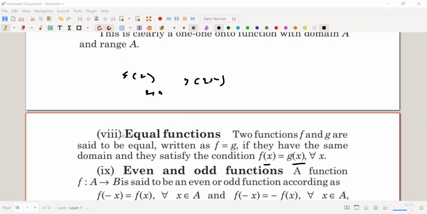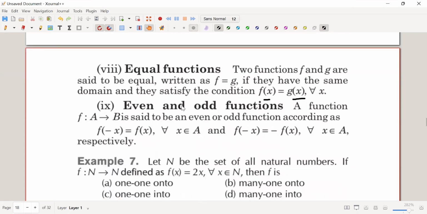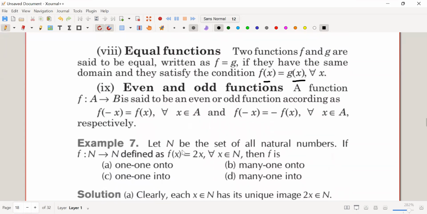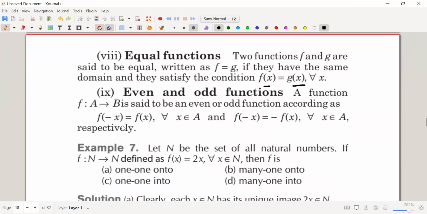What is even and odd function? If f of minus x equal to f of x, it is an even function. If f of minus x equal to minus f of x, it's an odd function. அவ்வளவுதான், வேற எக்ஸ்ட்ராவா டீடைல் இல்ல. ஓகே, 7 சொல்லுப்பா.